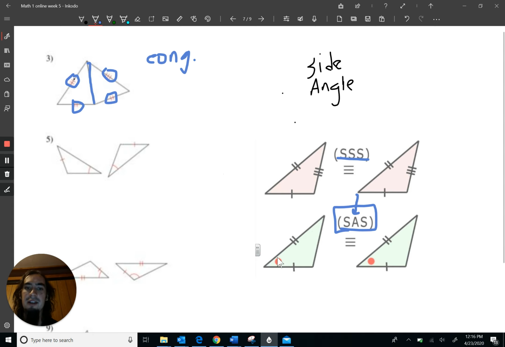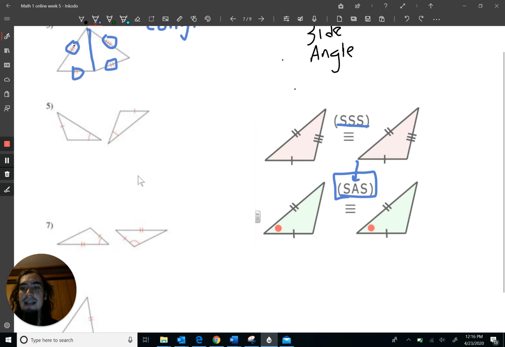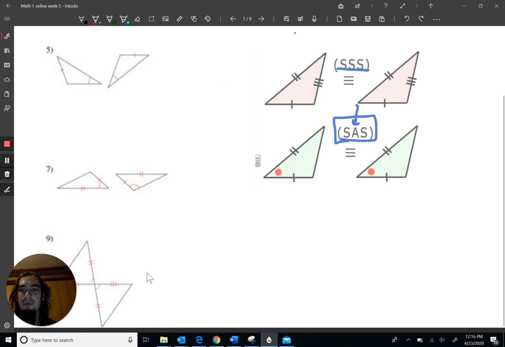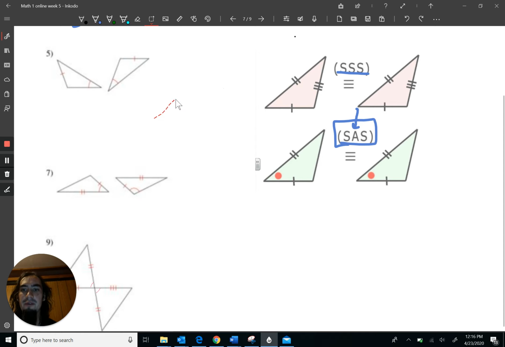You've got a side and an angle in the middle. Not this angle here. That would be side angle. That's different. I want the angle inside. So here's my side, and I need the angle in between them. So let's take a look at this one down here. Let's see, my picture's a little bit in the way. Let's see if I can move this.